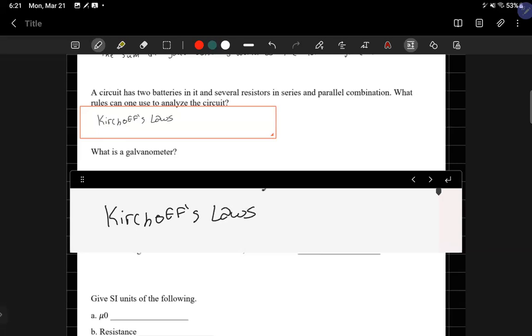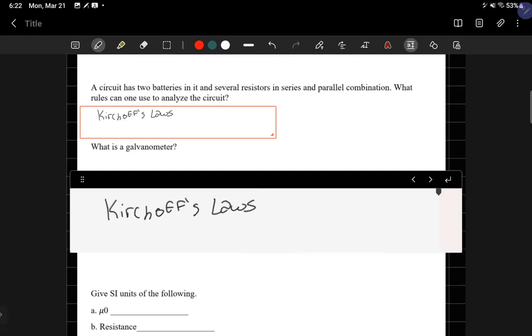Kirchhoff has like 3 different laws. There's the loop rule, the total V in is the same as V out. There's, what is it, the junction rule, where the same amount of current going into a junction is the same going out. So you use those 3 laws in order to analyze circuits with voltages and resistors.